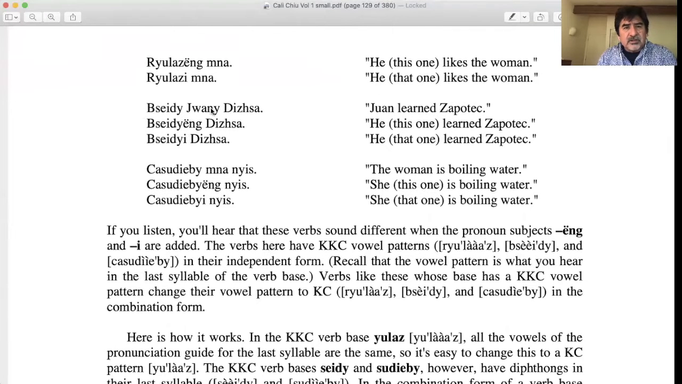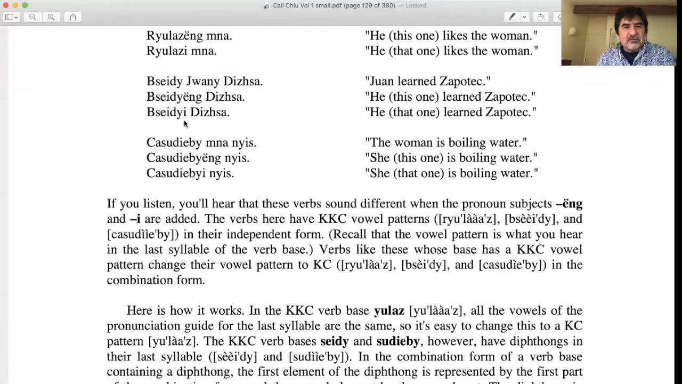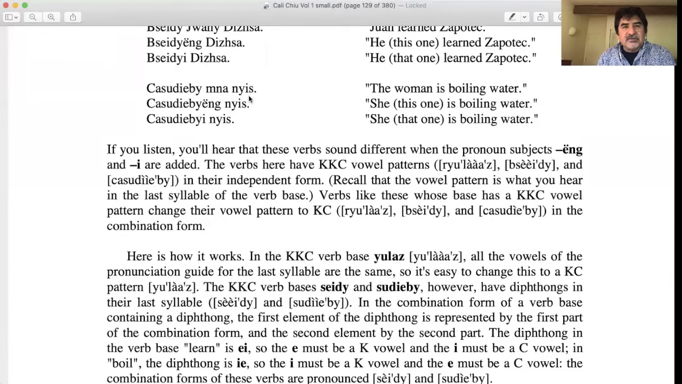Then we're going to look at another sentence. Here we say Juan dishsa, so Juan learns Zapotec. If we want to substitute Juan for a pronoun, again, we attach it to the verb. So it's saying dishsa, or if you want to use the i, you can say saying dishsa or say the dishsa. And the same for this sentence. We are substituting na for a bound pronoun, either the proximate or the distal. So it would be psudievinis.